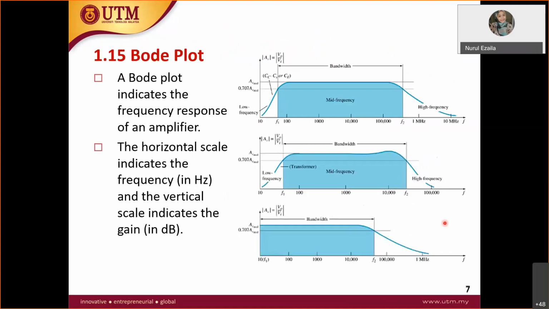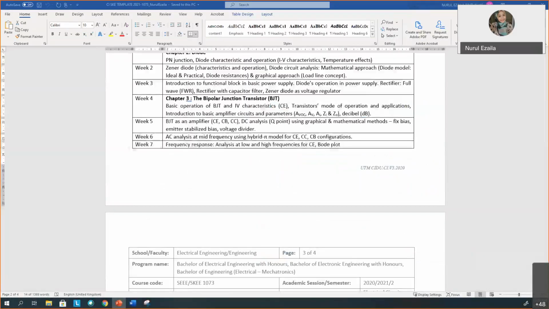Okay, so have you ever heard of Bode plot before? Bode plot. It is plotting. So when you have a graph paper, things like that. So let me show you. So this is interesting.